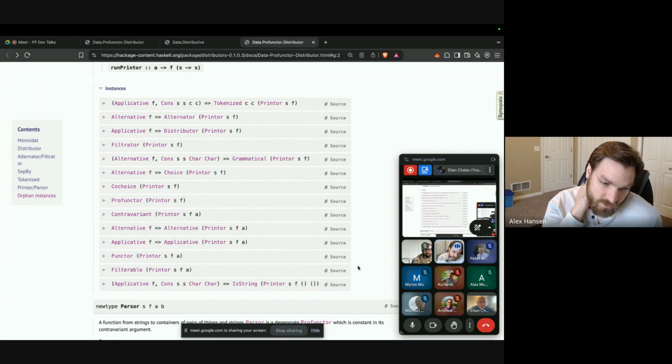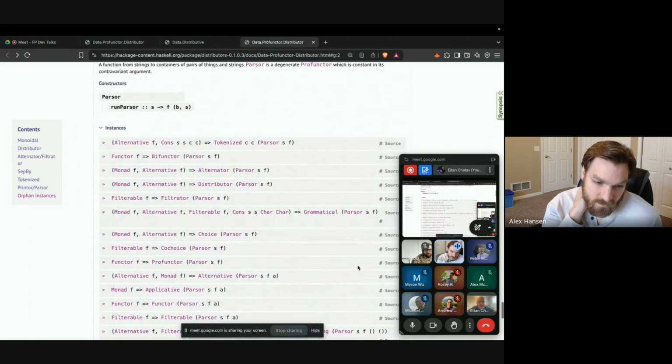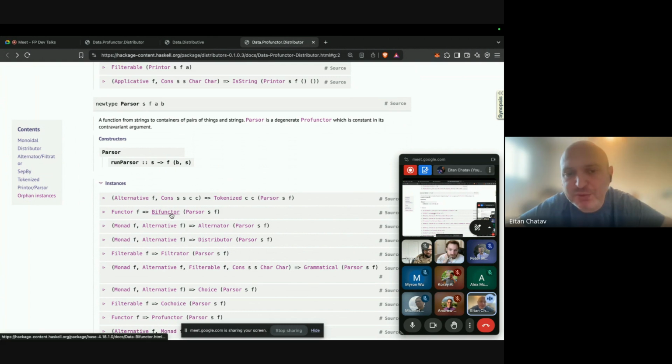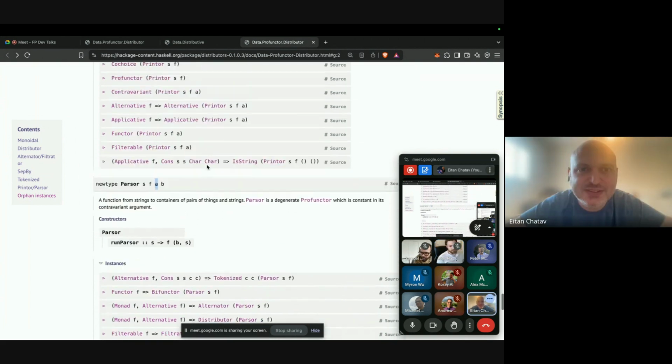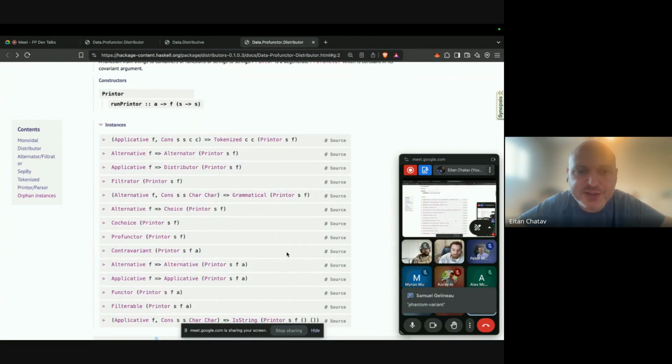But then the parser, it also has a functor instance, right? Yes. And it has a bifunctor instance and a profunctor instance. Isn't that weird? So it's both covariant and contravariant on its argument A because it ignores its argument A. Oh, because it's not in the position. Yeah, got it. And that's why we can be, for printers, both contravariant and a functor.